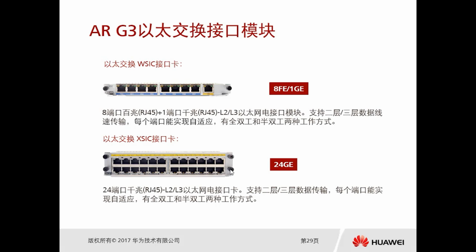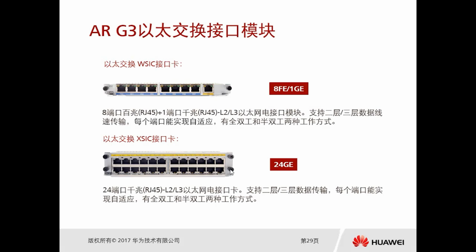So this has 24 ports. It is all gigabit, and electrical. It also supports data transmission by multiplexing 2 and 3. There are also 2 working modes. So this interface module, which series can it be installed in?